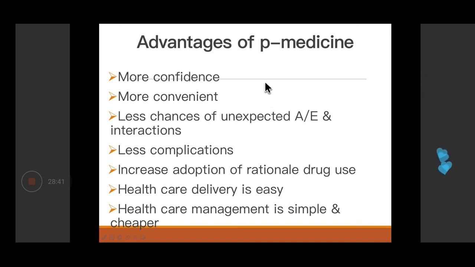So now, what are the advantages of P medicine? P medicine gives you more confidence, it is more convenient, with fewer chances of unexpected side effects, fewer complications, and an increased proportion of rational use of medicine. Healthcare delivery is easy, and healthcare management is simple and cheaper. So all these are the advantages of P medicine that you must write down.